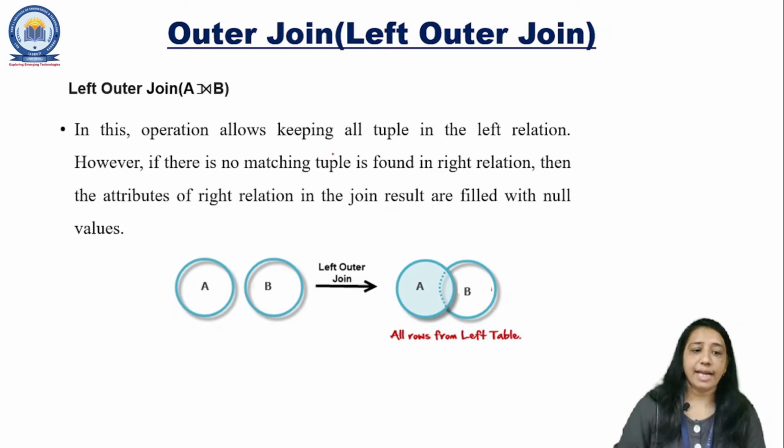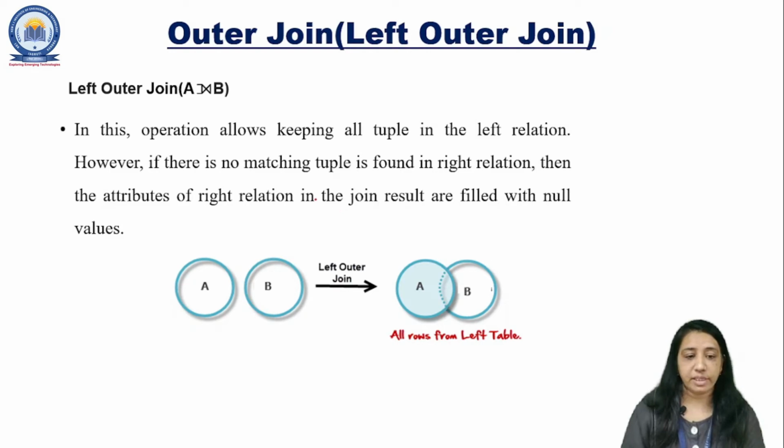The symbol for the left outer join is here. You can see that this is the natural join symbol, and here two lines are there at the left side. It will be pointing to the left relation. That's why it is called the left outer join.